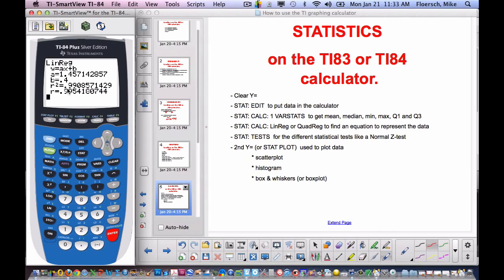If you can't find your R value, because your calculator doesn't have it, you need to do something called diagnostic on. What you would do is you do second 0, which gives you the catalog, and this catalog gives you a list of everything that you may want to use. Here's absolute value. If I scroll all the way down to diagnostic on, or you can do alpha D, but you can scroll all the way down to diagnostic on, hit enter again.